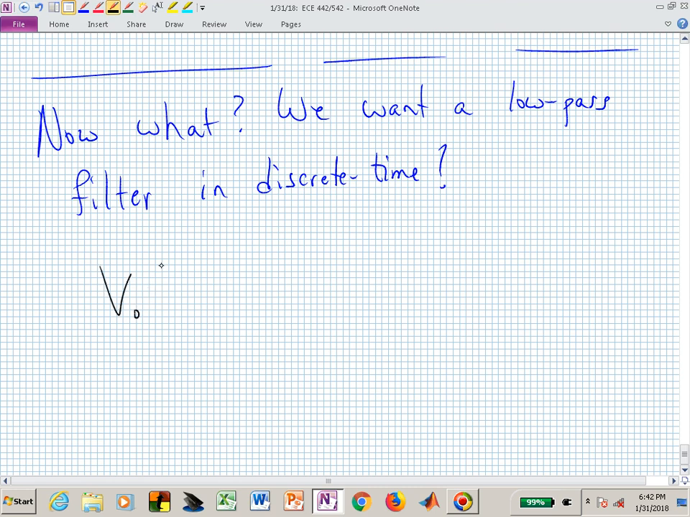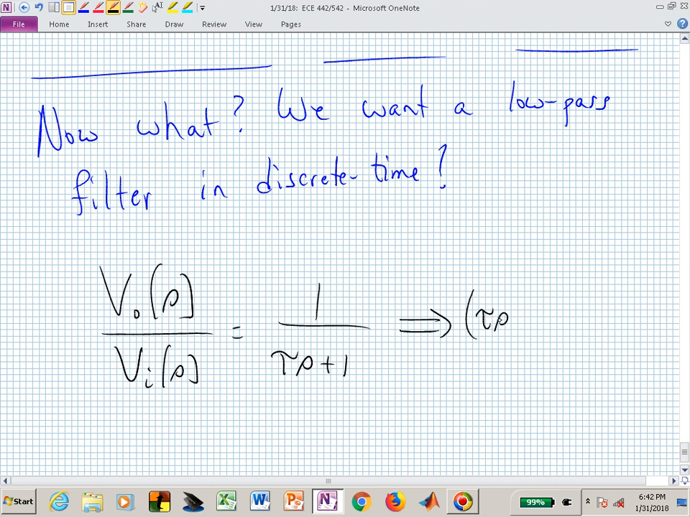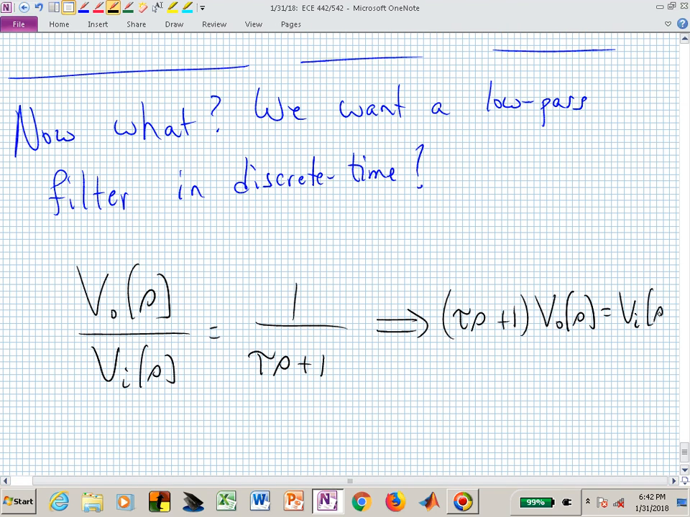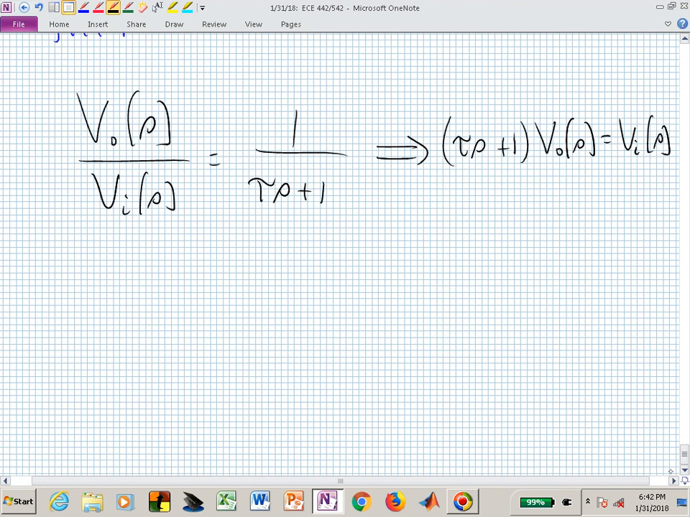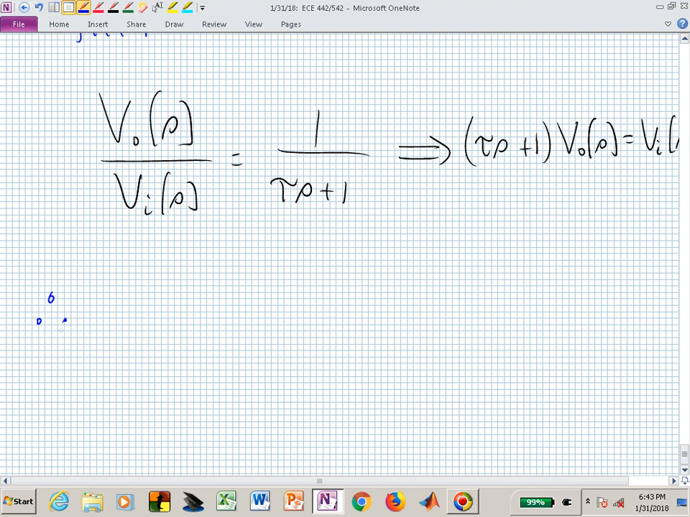Well, we have the transfer function. We have v sub o of s over v sub i of s. That's this 1 over tau s plus 1. I can cross multiply, and I now have tau s plus 1 times v sub o of s is equal to v sub i of s. And I can now put that into the time domain. Yes, I can inverse Laplace transform. I now have tau weighting the derivative of the output voltage. I now have tau v sub o prime of t plus v sub o of t is equal to v sub i of t.